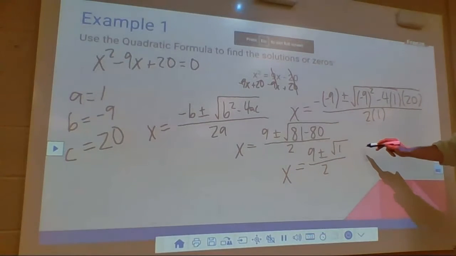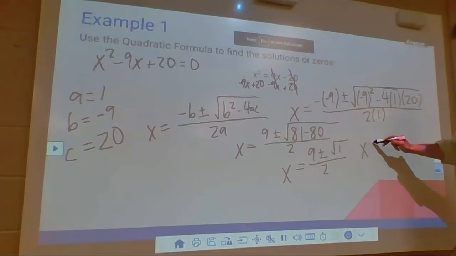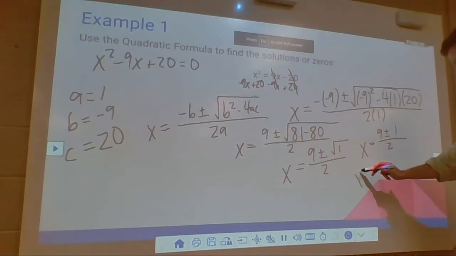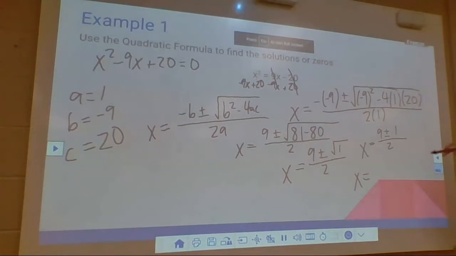Okay, so we get x equals 9 plus or minus the square root of 1, which is just 1, divided by 2. Now, I can take this one step further. What's 9 plus 1? Well, it's 10 divided by 2. And then what's 9 minus 1? Well, that's 8, and then divide that by 2.